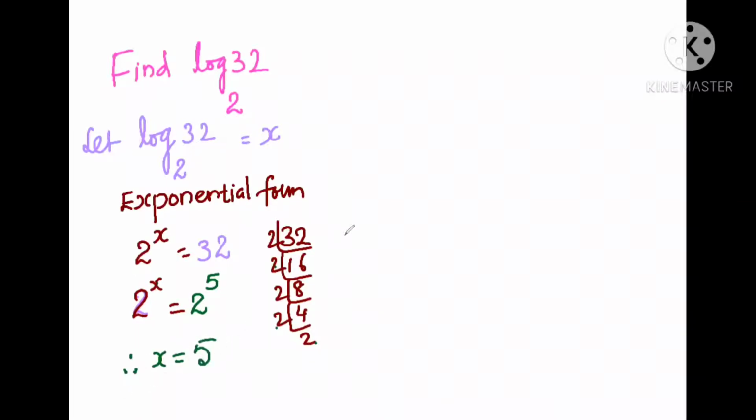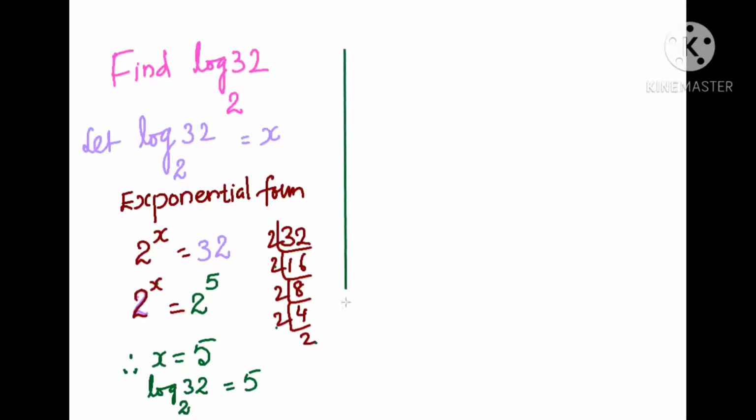Therefore, logarithm of 32 base 2 is equal to 5. Let us verify. 2 to the power of 5 is equal to 32. In this way, you can find the logarithm of any number.